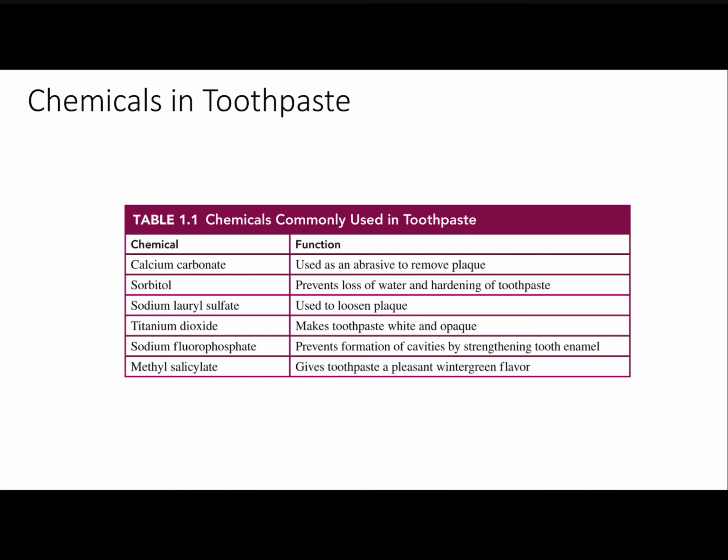So there's calcium carbonate. This is used as the abrasive to help remove the plaque. There's sorbitol. This prevents the loss of water and the hardening of the toothpaste, so it keeps it that sort of liquid. Sorbitol we'll talk about later when we get to the sugar alcohols. Sodium lauryl sulfate, used to loosen plaque. Titanium dioxide makes the toothpaste white and opaque, meaning it's got that cloudy, non-see-through appearance. Sodium fluorophosphate prevents the formation of cavities by helping the tooth enamel. Methyl salicylate gives the toothpaste that wintergreen flavor, so that's a flavoring.